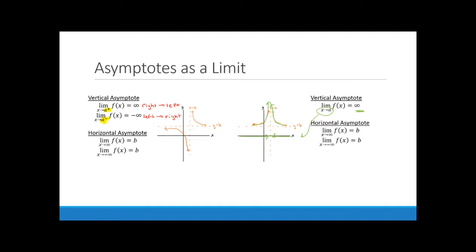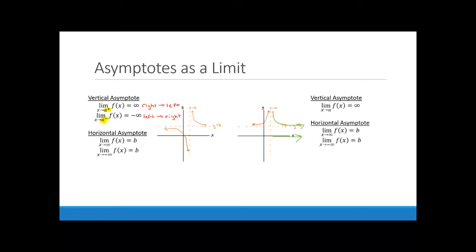That makes a little more sense if you look at it from the x value first. On the horizontal asymptote, as x goes to infinity, that means x is going all the way out there. What is happening to my y value? Well, it's heading towards b. We don't leave the graph.